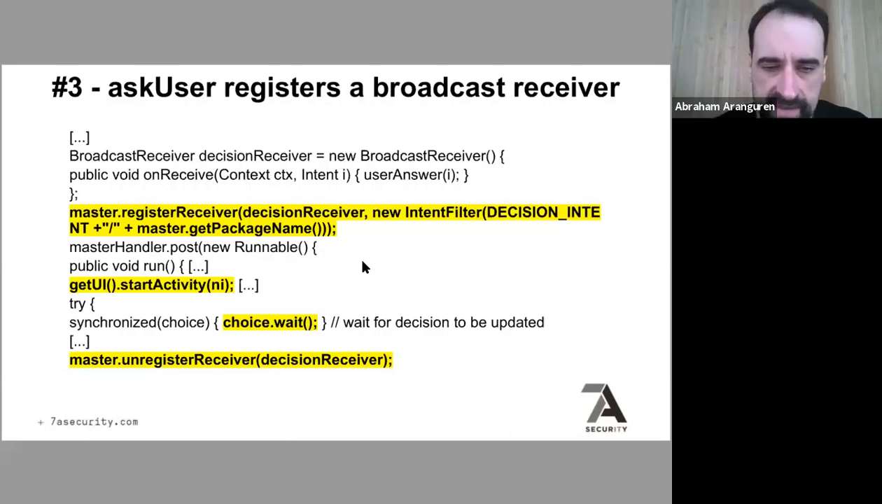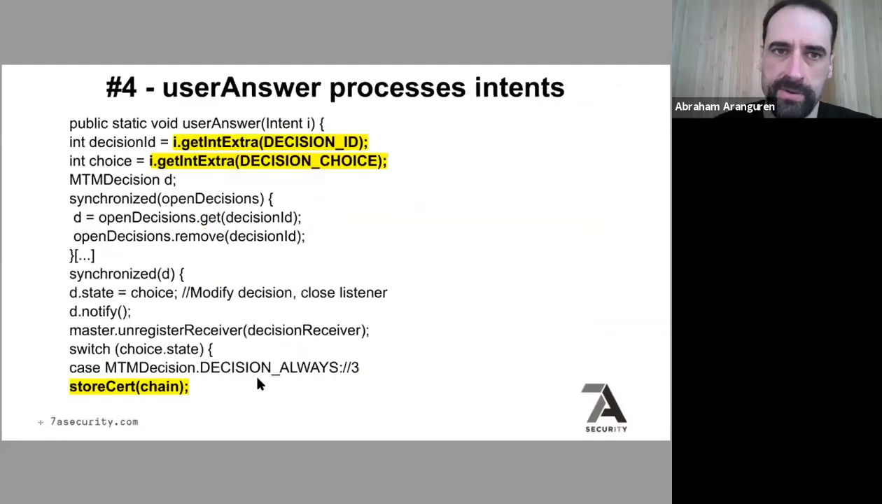Because if you're only checking if there's a broadcast receiver in the Android manifest, you're missing out, right? You could have a receiver registered dynamically, like we found in this application's source code. So you need to look at the source code. Here the application is registering this broadcast receiver and waiting for the choice of the user. Once it gets the choice, it unregisters the receiver, right? So that's the logic.